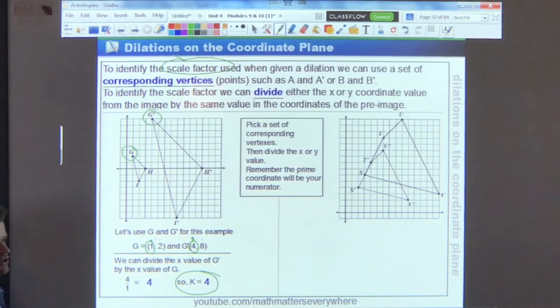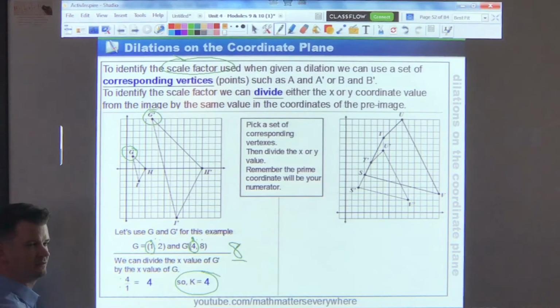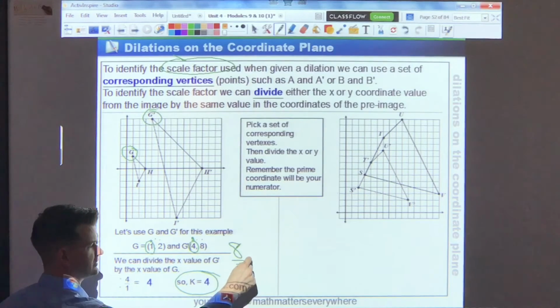If you're not sure if you did this correct, try to look at the y's. So what is the prime coordinate for y? 8. The other coordinate for y is 2. 8 divided by 2 is 4. And here's another way to check your work.